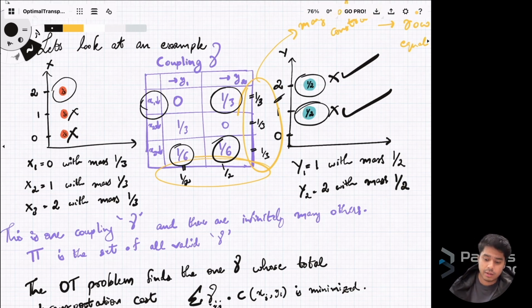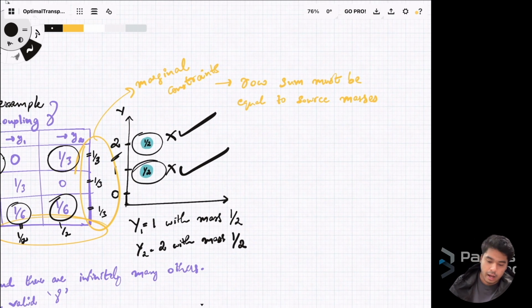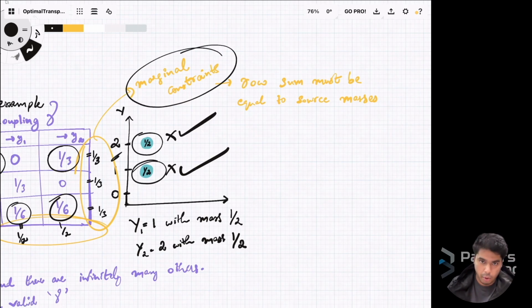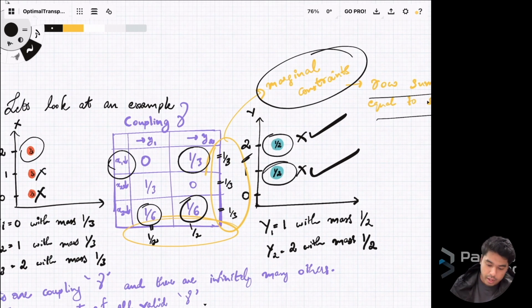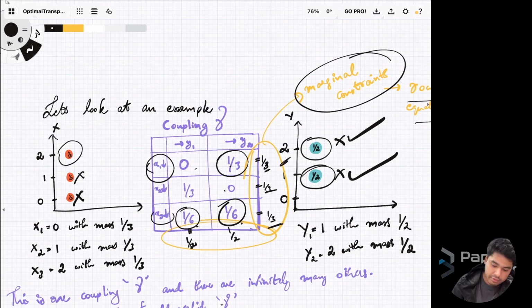There are 2 constraints that we need to follow while doing this. These are the marginal constraints in probability terms, but in our very simplified world of sand and holes, it is just a row sum must be equal to the source masses, right? So if we see the sum of this row is 1 by 3, the sum of this row is 1 by 3, and the sum of this row is also 1 by 3, right? So the source mass of x3 is 1 by 3, x2 is 1 by 3, and x1 is 1 by 3. So that remains conserved, and that is a marginal constraint.